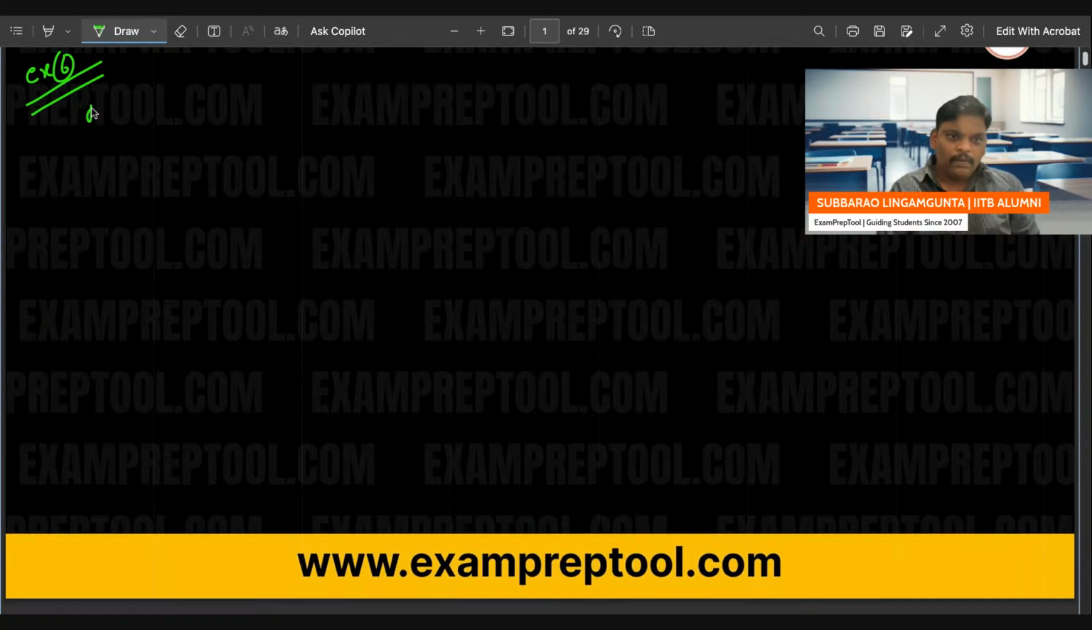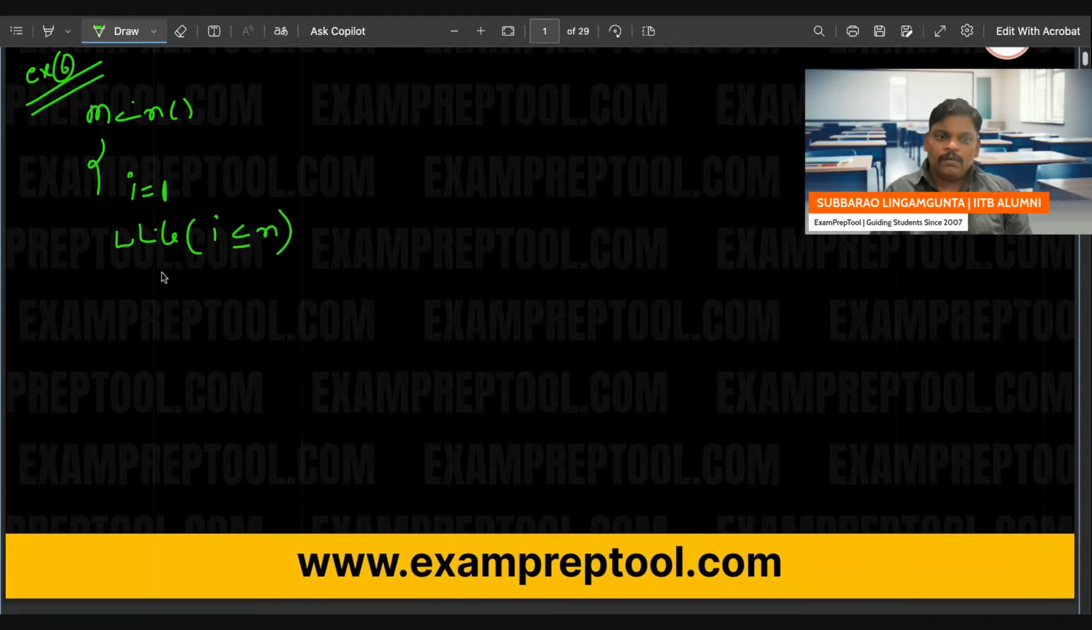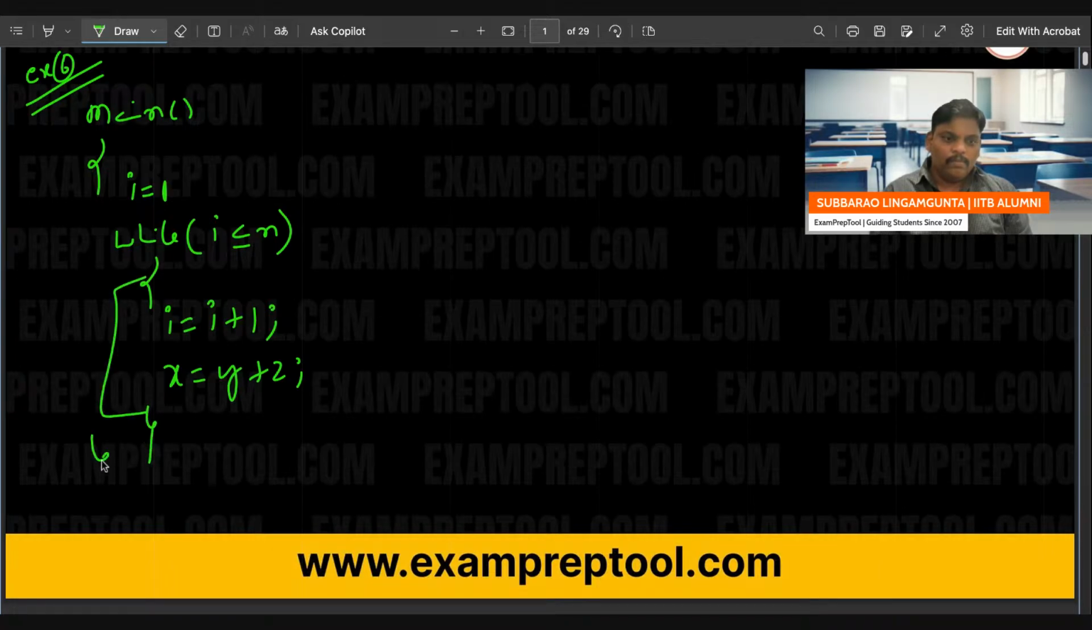Example 6. Careful, everyone. Main. So next one, I am taking a while loop. Let me take i value 1. Main: i is equal to 1; while i less than or equal to n, inside: i is equal to i plus 1, x is equal to y plus z. So this is the program. End of this.